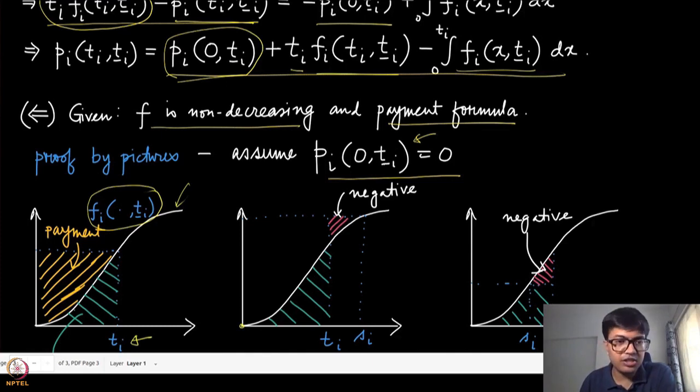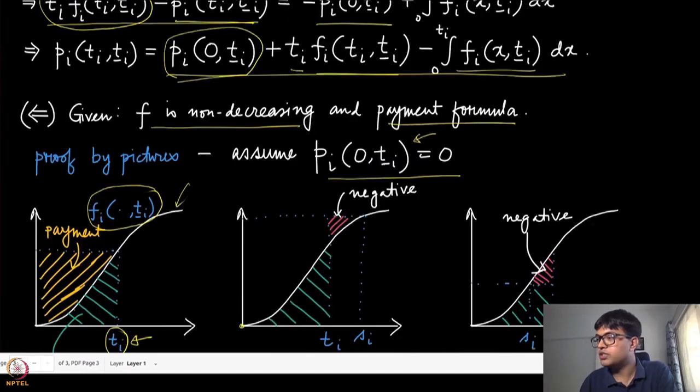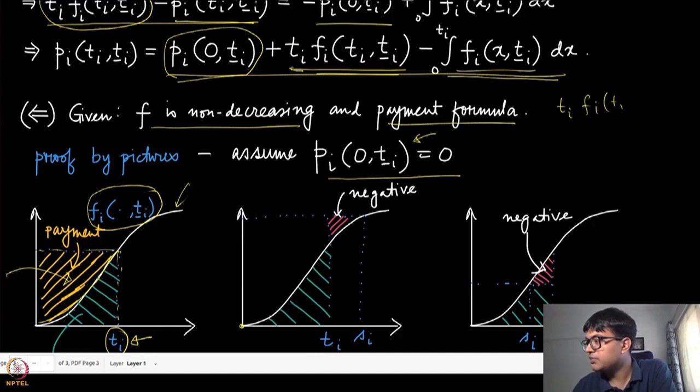Now, when the agent is not misreporting, it is reporting its true type. So let's say ti is its true type. If it reports that, then what is the payment that it is making? The first term of this payment formula is ti times fi(ti), which is nothing but the area of this entire rectangle here. And then you are subtracting out the integral from 0 to ti of that allocation, so we are integrating out this green part from it. Therefore the payment is nothing but this yellow section here, because we have this rectangle minus the area under this curve. But we also know that the utility is ti fi(ti, t_-i) minus this payment pi(ti, t_-i).